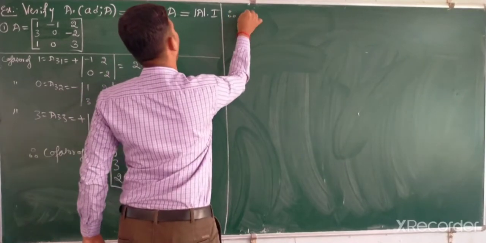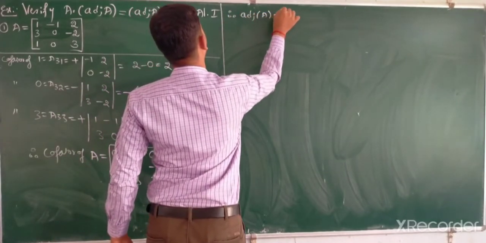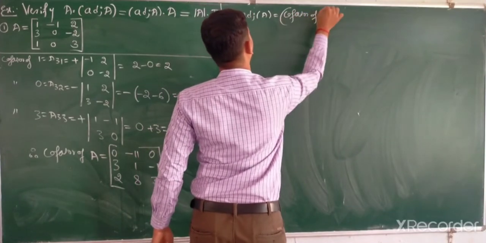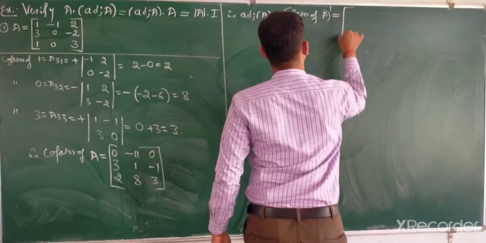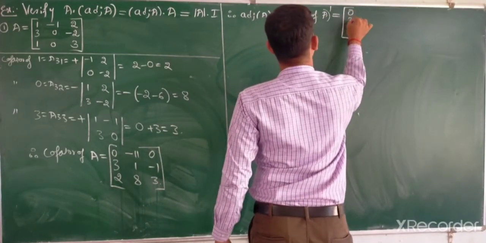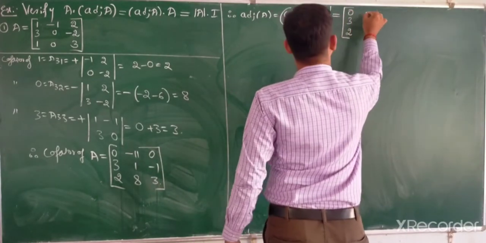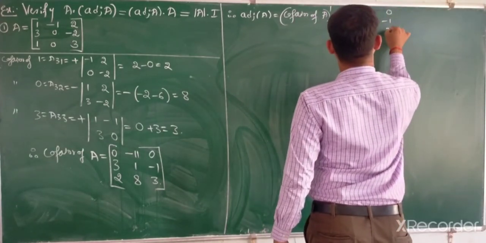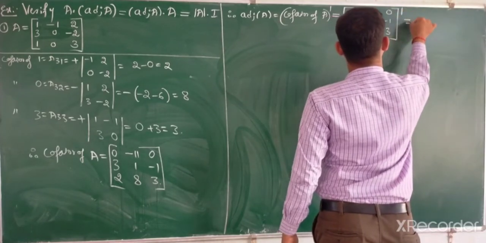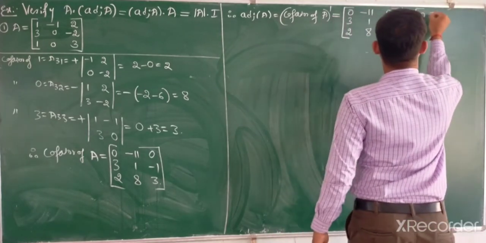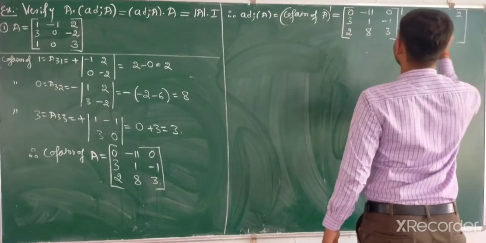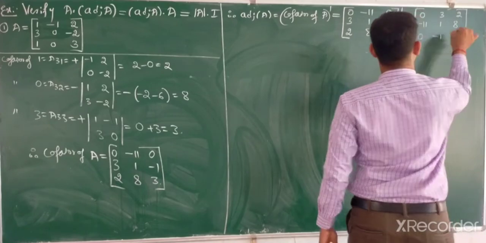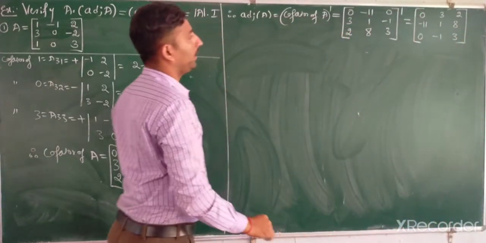Therefore, adjoint of capital A is equal to the transpose of the cofactor matrix of A, which is nothing but, what are the values? 0 3 2, 0 3 2, minus 11 1 8, 0 minus 1 3, transpose, which equals 0 3 2, 0 3 2, minus 11 1 8, 0 minus 1 3.